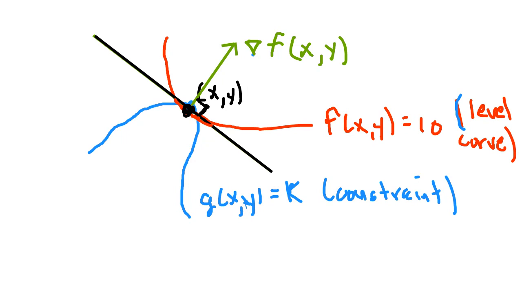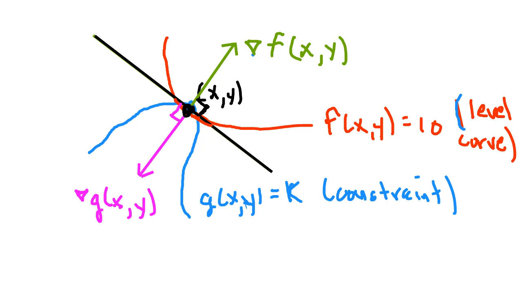But we also have another level curve. The constraint curve is also a level curve. It too, the gradient vector, is also perpendicular.